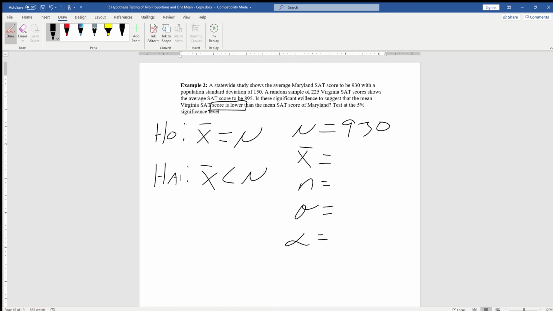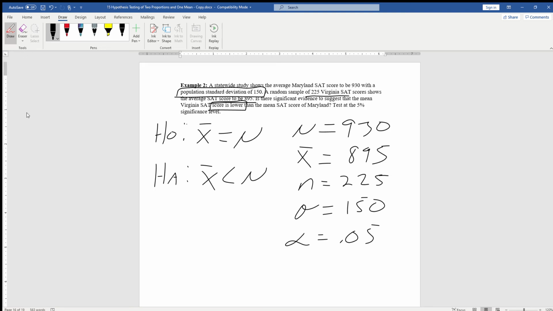Now, there were 225 Virginia SAT scores, so that's a sample size. And remember, we said that if there's a sample size associated with the mean, then that's going to be X bar. So in this case, the sample mean is 895. The population standard deviation is 150, excuse me, not 1.50, and the significance level is 5%, or 0.05.